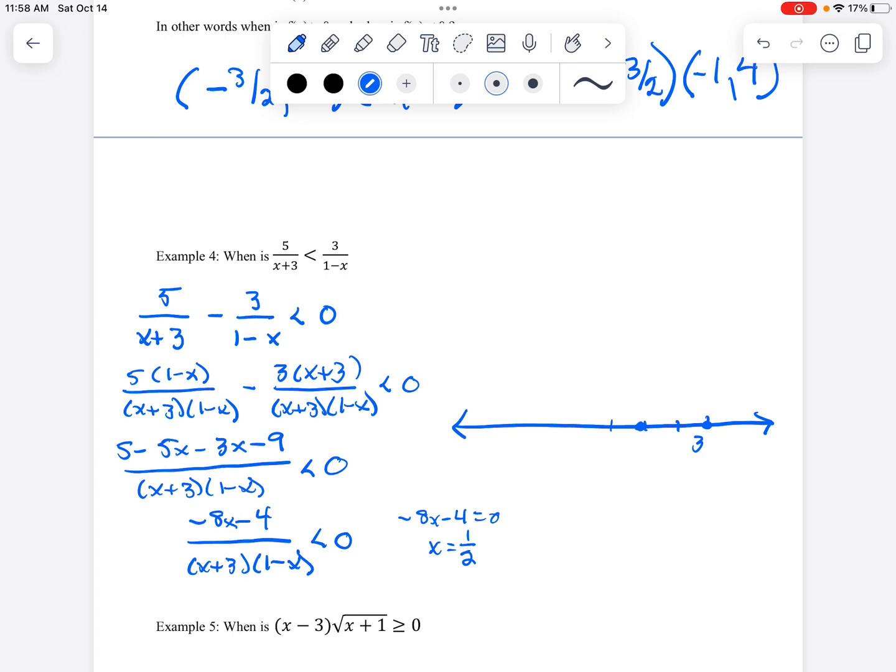At x equals 1/2. Let me check my points here. Are these all right? 5 minus 5x minus 3x minus 9. I have negative 8x minus 4. Oh, it's going to be negative 1/2. So I add the 4 and divide by negative 8.